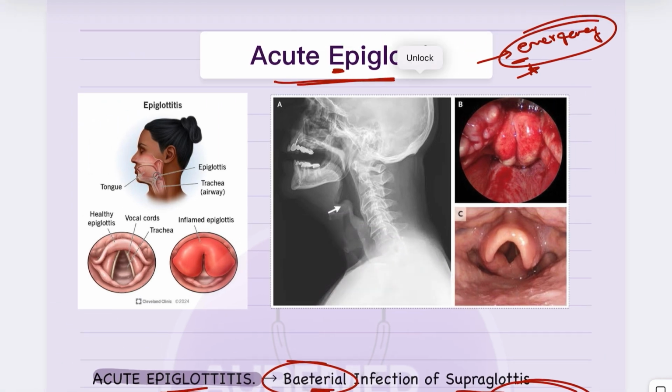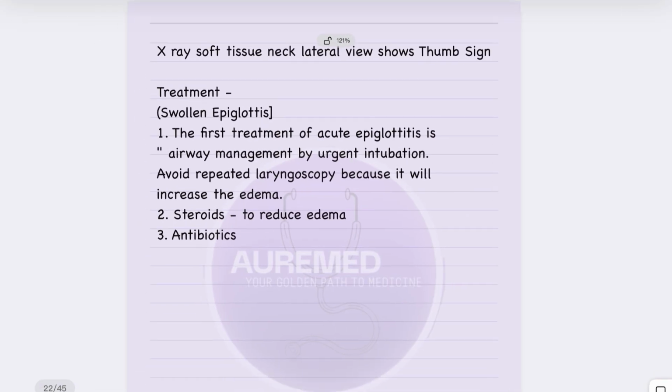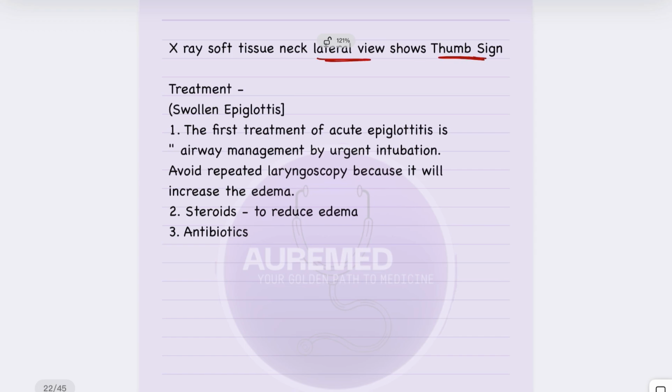In the X-ray, you can see this is not the AP view, but this is a lateral view. In the lateral view, you can see this. This is called the thumb sign. This is basically the thumb sign of acute epiglottitis. Lateral view will show the thumb sign.